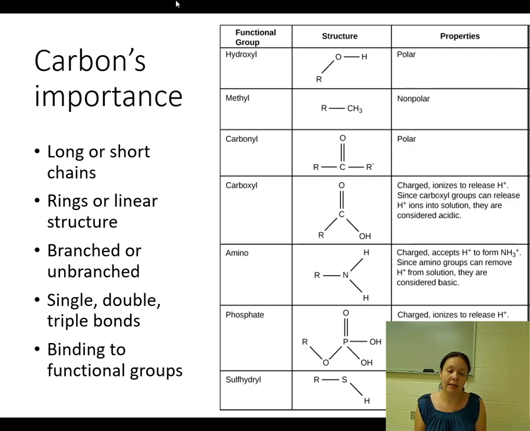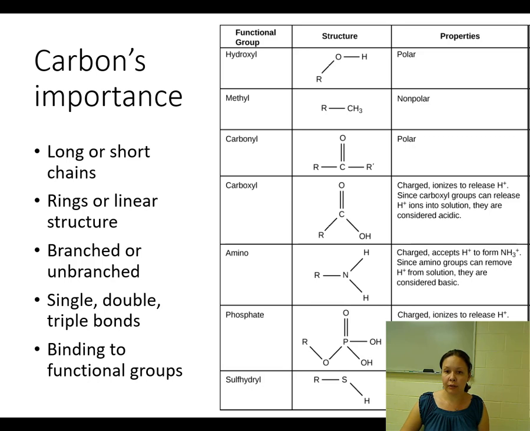It can also bind to things called functional groups. And over here on the right-hand side of this PowerPoint, you have this table of different functional groups. If you look at this table, the properties are not quite as important as looking at the structure of the functional group, because that really gives you an insight into the properties. So these are the most common functional groups that carbons will attach to. And if you have a long chain, that is designated as R. So R stands for a long chain of carbons.